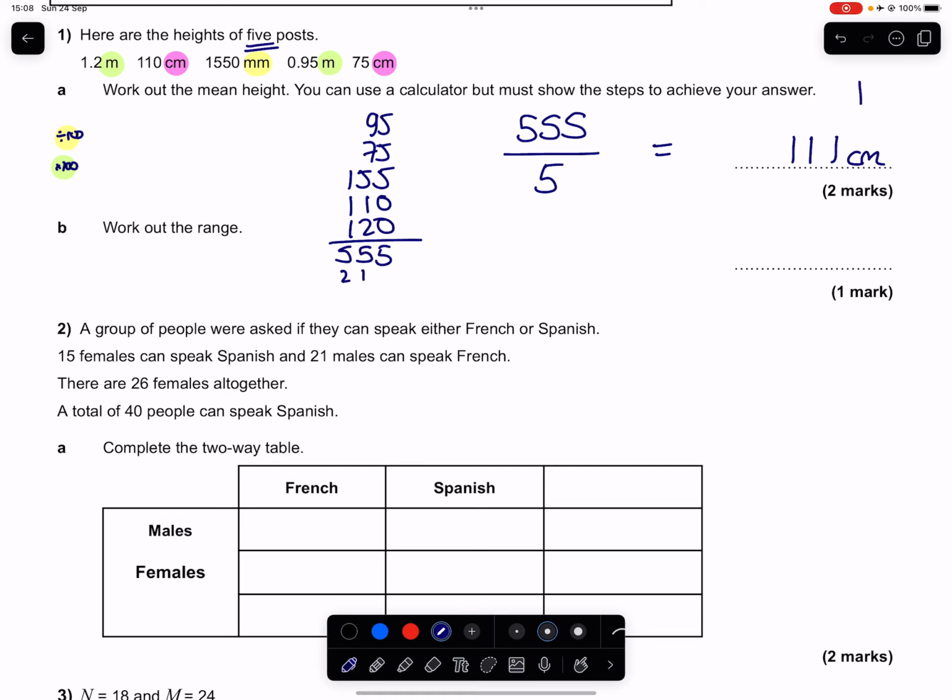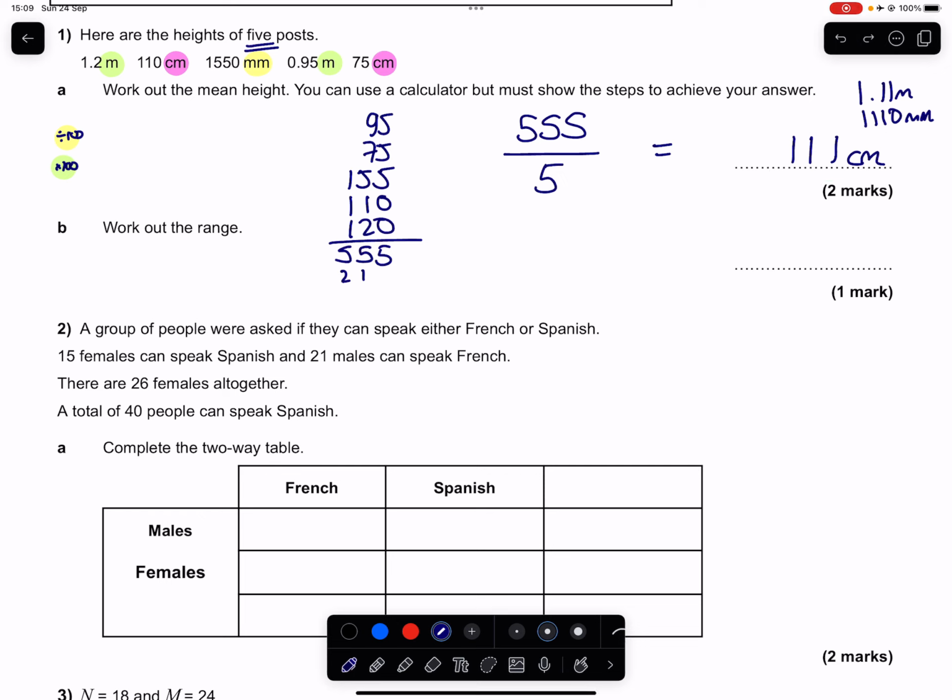If you happen to end up doing it in meters, you would have got 1.11 meters, and if you did this in millimeters, you would have got 1,110 millimeters. But centimeters, I would say, is the best unit to be working in.